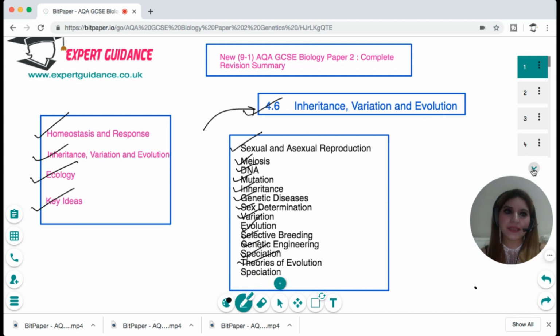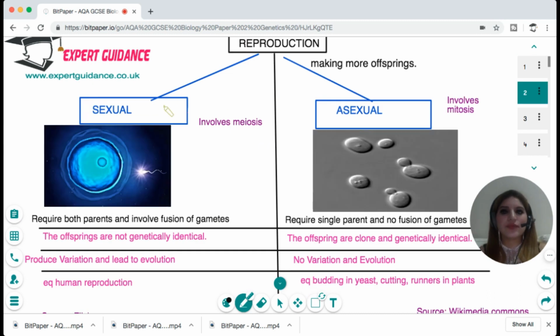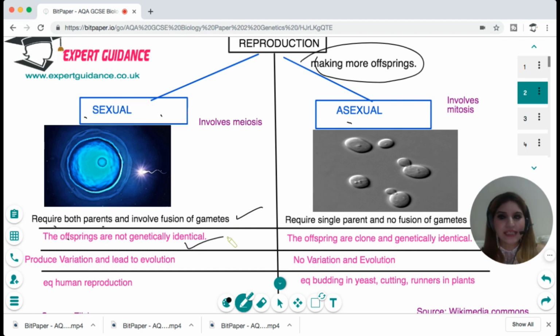So let's begin. Now, first of all, you should know the difference between sexual and asexual reproduction. Reproduction is making more offspring. Sexual reproduction involves two parents and a fusion of gametes. The offspring are not genetically identical, and it produces variation and leads to evolution, for example, human reproduction.